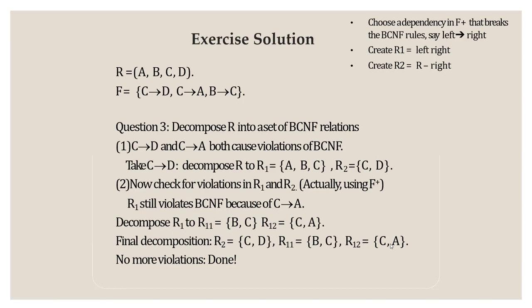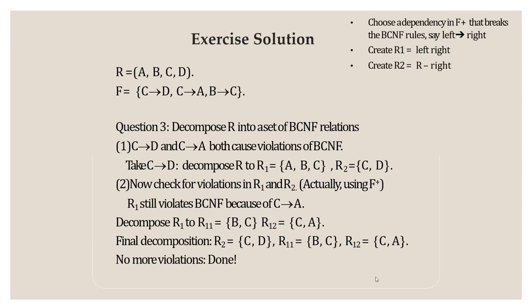We can also check, since dependency preservation is not a guarantee, we can check those as well. So this one was preserved in this R2, C determines A was preserved in R12, B determines C was preserved in R11, so it was apparently dependency preserved.